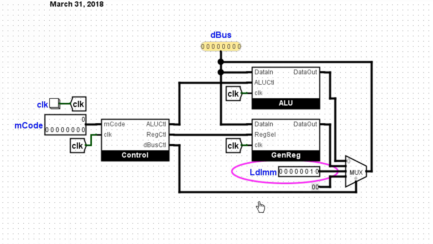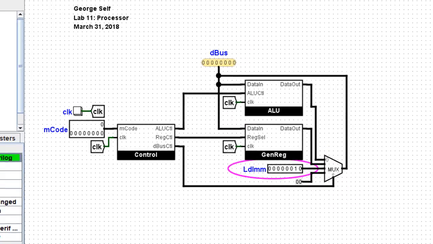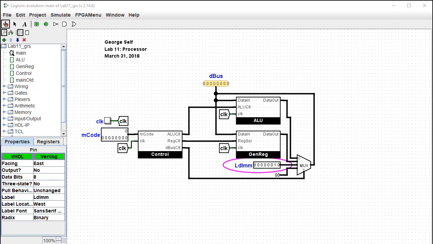So the first thing I know I have to do is set the data bus controller multiplexer so that this input, the load immediate input, and that's input 2. Remember, we start counting with 0, so 0, 1, 2. So I want input 2 from this multiplexer to be fed out to the data bus so that it can go into the register circuit. All right, here's how that works.